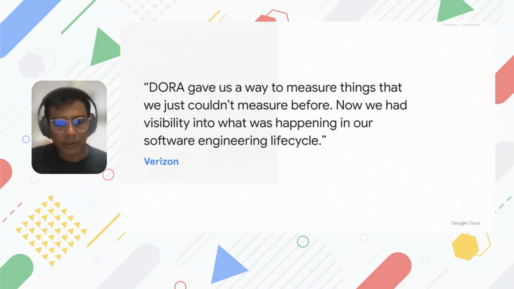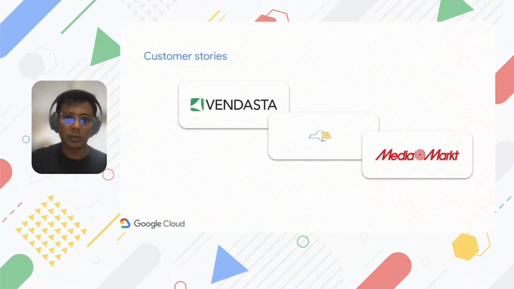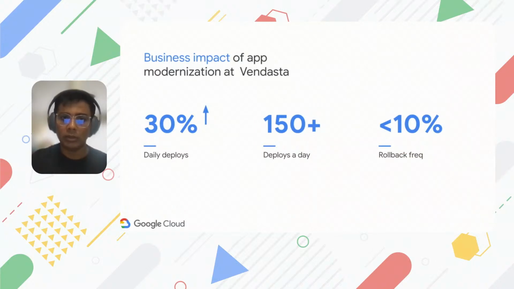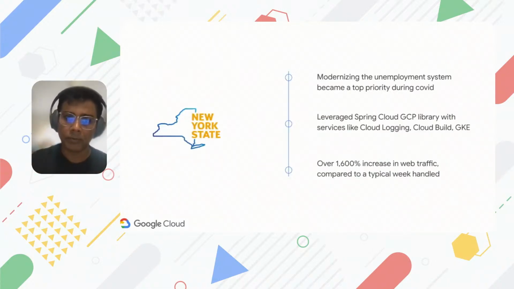Here's a public customer, Verizon. You can see their code. They gave us a way to measure things that they couldn't measure before. Now they have visibility into their software engineering cycle. And there's also 3 other customers that I'm going to quickly run through as well. Here's the business impact of Vendasta. They actually went through the CAMP program, and now they're able to improve their daily deploys by 30% and 150 plus more deploys per day as well.